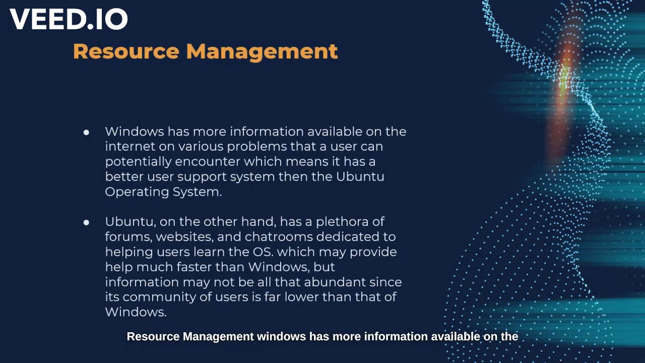Resource management. Windows has more information available on the internet on various problems that a user can potentially encounter, which means it has a better user support system than the Ubuntu operating system does. Ubuntu, on the other hand, has a plethora of forums, websites, and chat rooms dedicated to helping users learn the operating system, which may provide help much faster than Windows, but the information may not be as abundant since its community of users is far smaller than that of Windows.